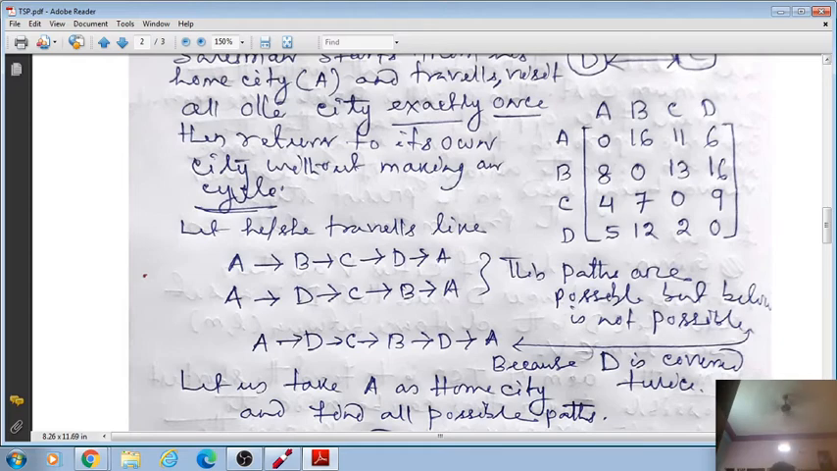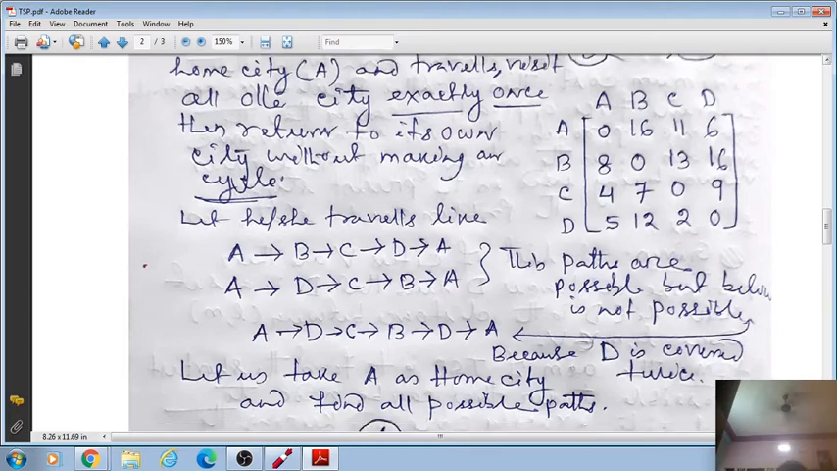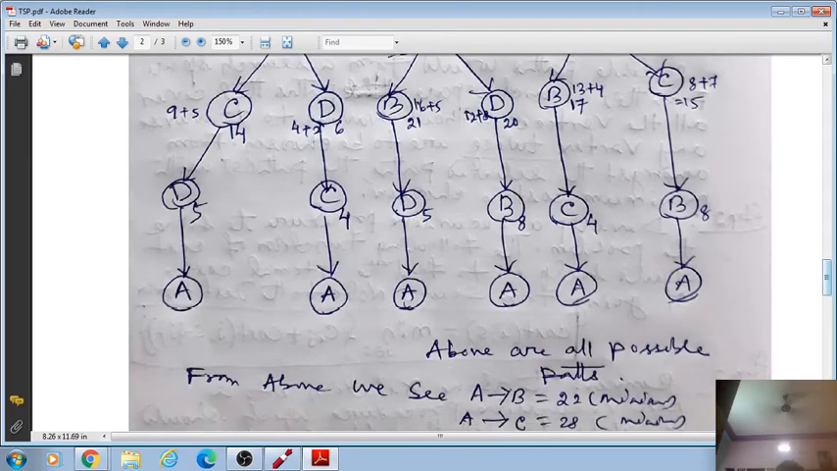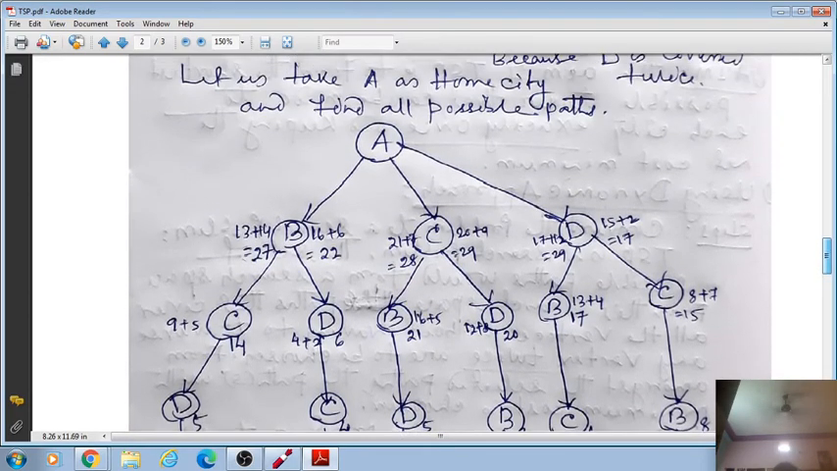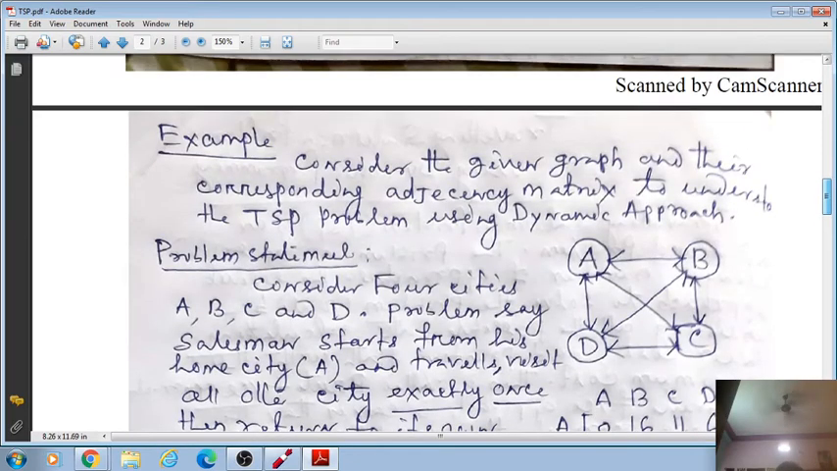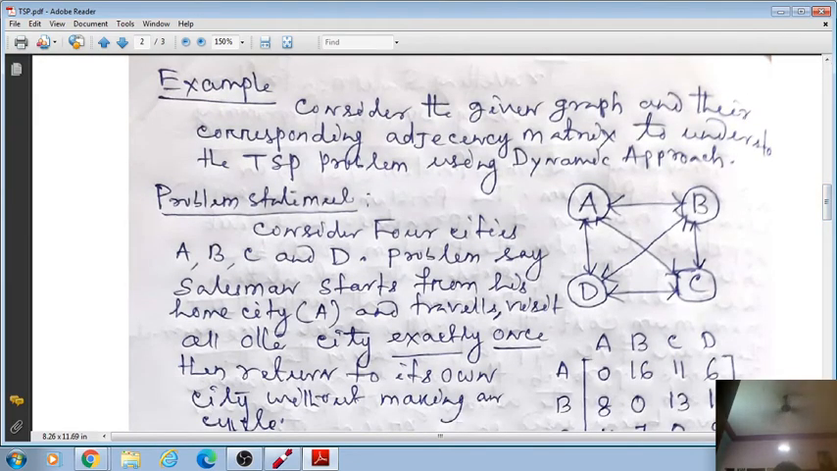So what should be the number of paths possible? You can see, whenever we see this graph, these are the possible paths. How? Let's see, I am starting from A. Just imagine this graph: from A it can go to B, from A it can go to C, and from A it can also go to D. If you start from the home city, there are three choices: A to B, A to D, A to C.